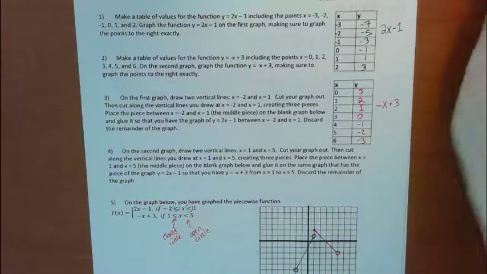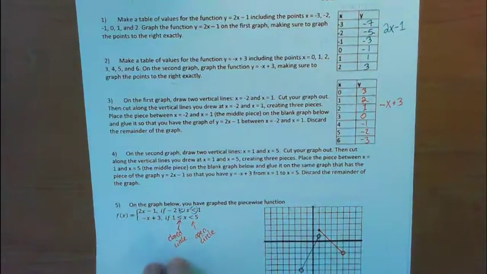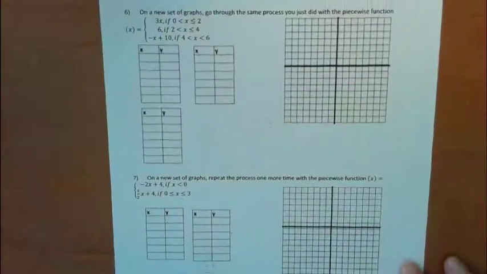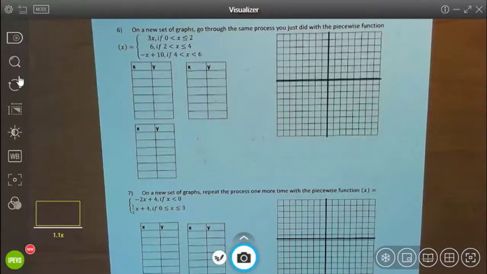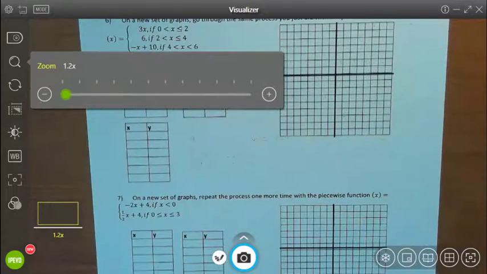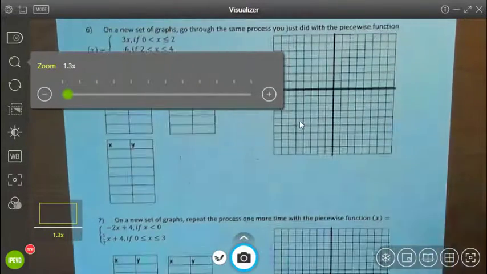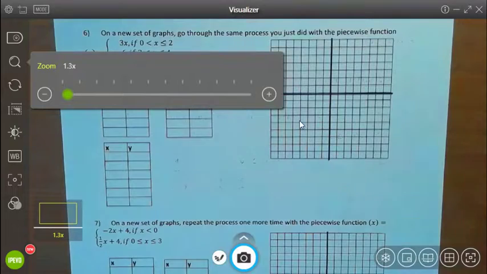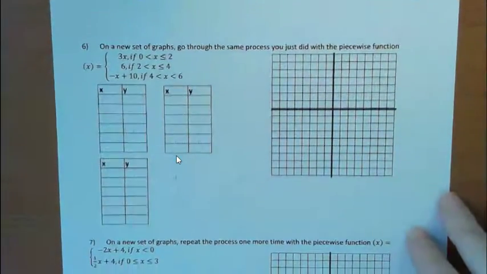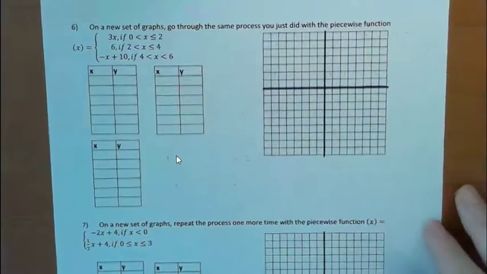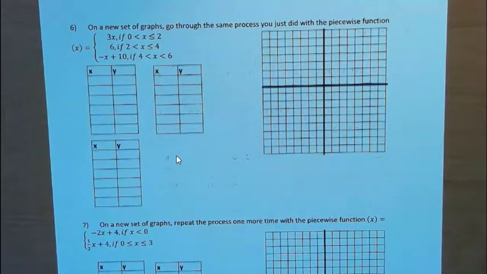So we're going to do two more examples here. So let's flip to those now. So in number 6 we have here, let's zoom in a little bit. So for number 6, we are going to be graphing this a little bit differently. We're not going to use the tables again, but we're going to do it in a pretty easy way.